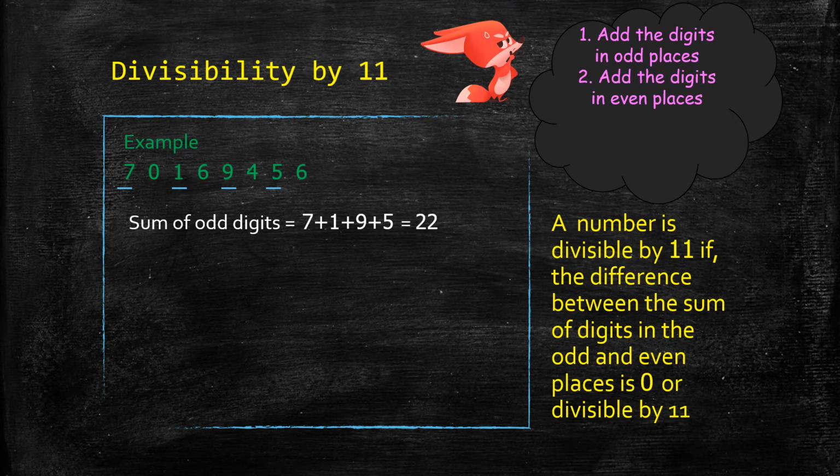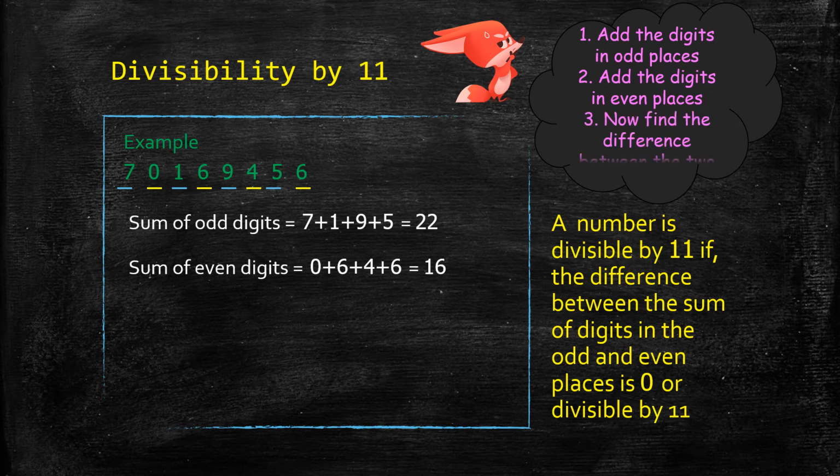Now Foxy says add the digits in the even places. Even place digits are underlined in yellow color. You will add them. You have 16. Now you will find the difference between these two. What is the difference? It is 6. Is 6 divisible by 11?